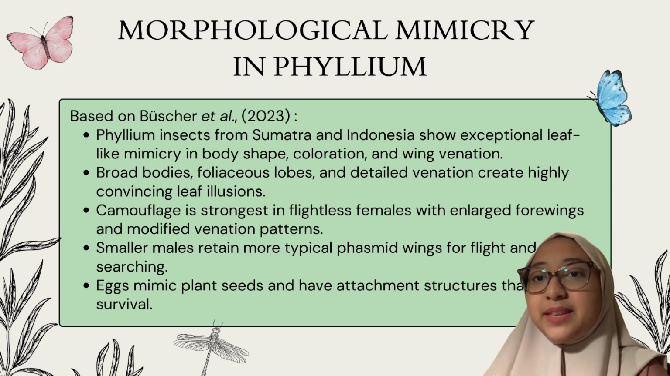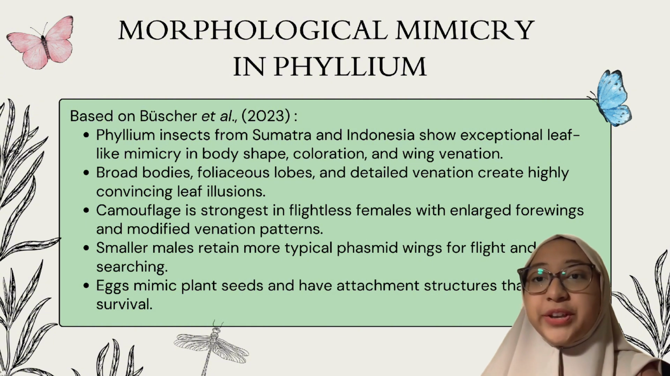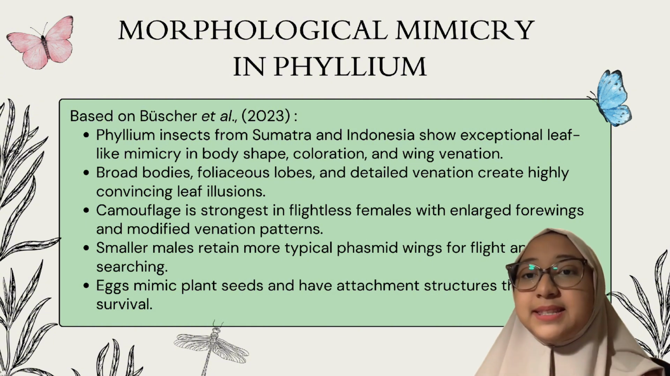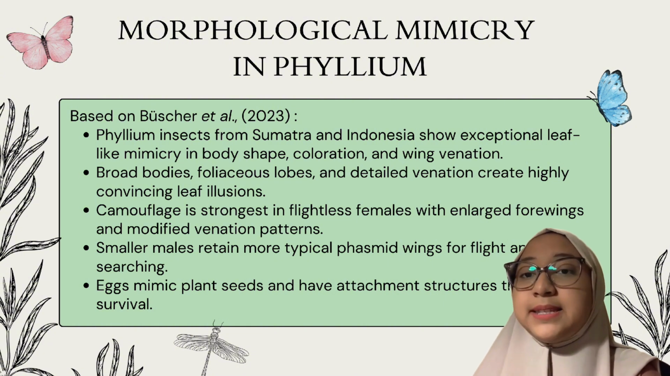In this part, I will be explaining how Phyllium leaf insects from Sumatra and Indonesia use extreme morphological mimicry to survive, based on Bresseel et al. in 2023. These insects have a body shape, coloration, and wing venation that closely imitate real leaves. Their broad bodies, the leaf-like lobes along the edges, and the detailed pattern on the wings all work together to create a very convincing leaf illusion.